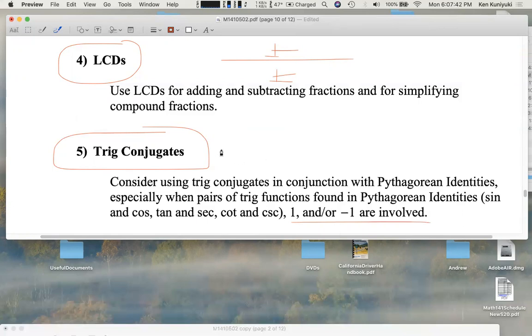But in a way, it's kind of a last resort as a strategy because you tend to make the expression more complicated, and students might overuse the strategy on exams, actually. So think about it, look at the expression, and see if a Pythagorean identity might eventually be appropriate. Again, these pairs of trig functions might be signals, or maybe a 1 or a -1.